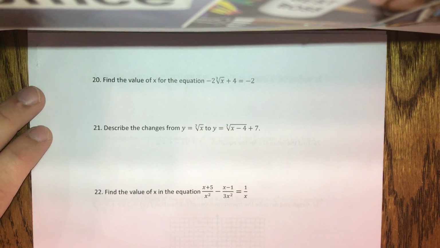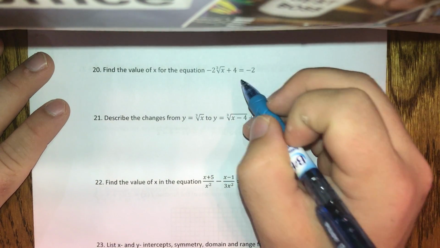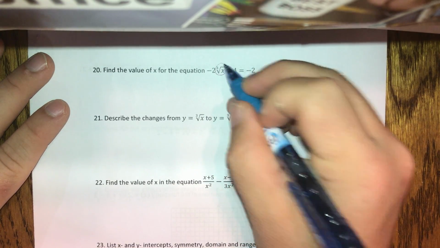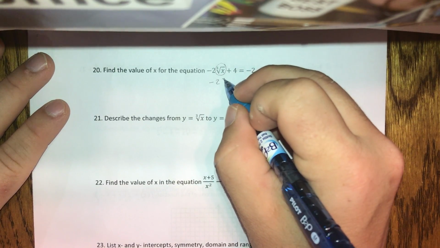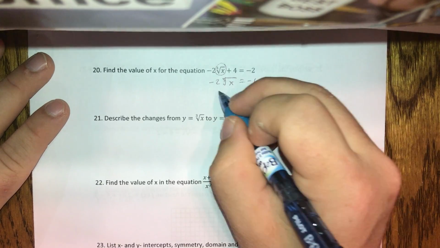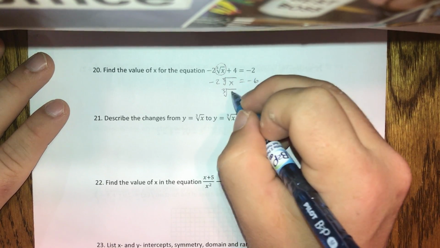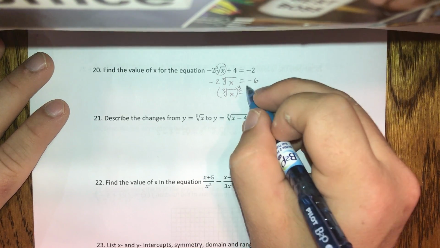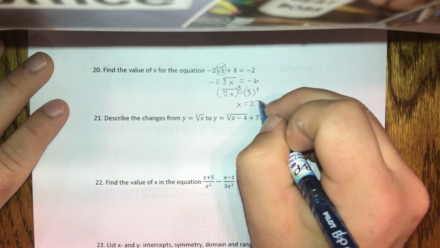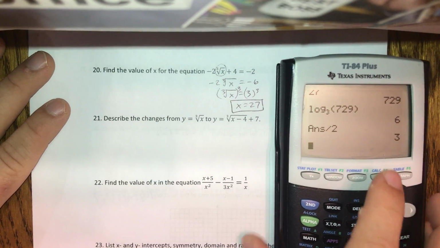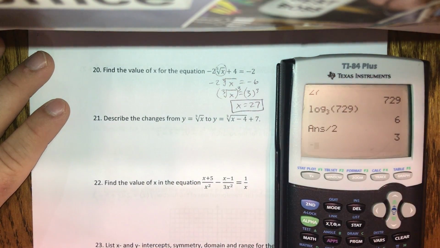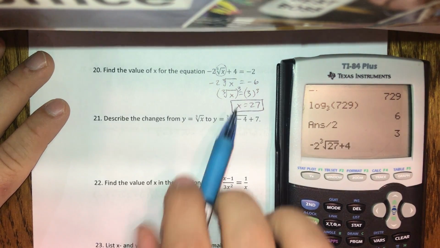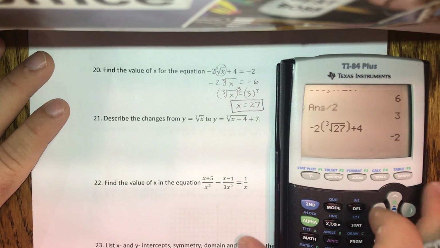All right, number 20. Find the value of x, and so we're going to isolate this cube root first. We're going to subtract 4 over, and then we'll divide by -2. And then to get rid of the cube root, we're going to cube both sides. And so x equals 27. If you're unsure, you can always plug it in and see if it works. So -2 cube root of, we got 27 for x, plus 4, and we'll see, does it equal -2? Yes, it does, and so it checks.